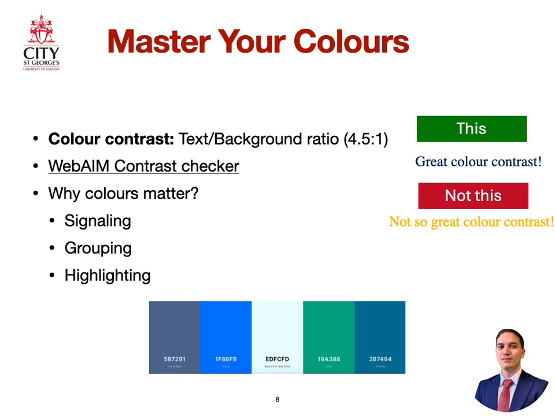A good rule of thumb is a contrast ratio of at least 4.5 to 1, which ensures accessibility for most viewers, including those with visual impairments. If you are unsure about your color choices, tools like the WebAIM Contrast Checker can help you determine if your text and background contrast is good enough for readability.